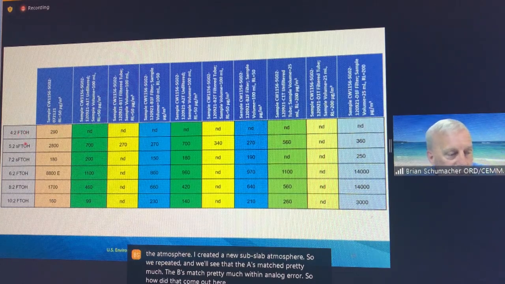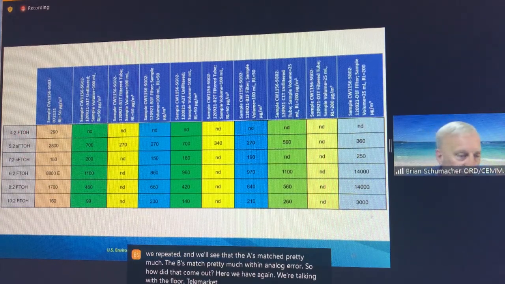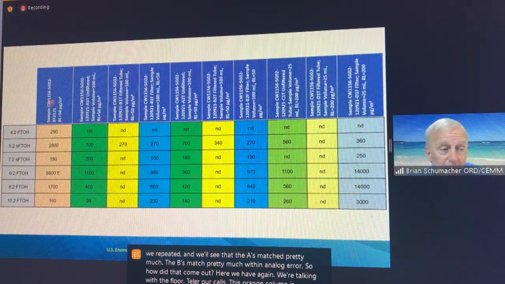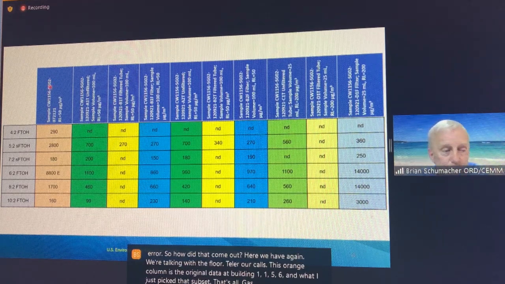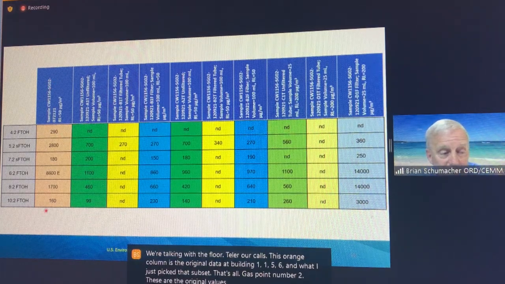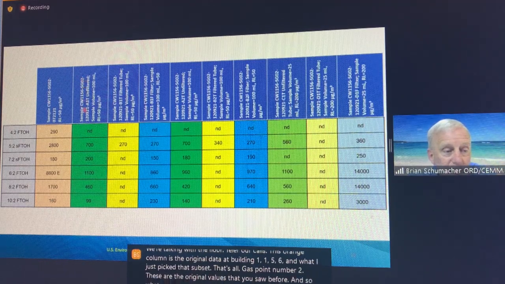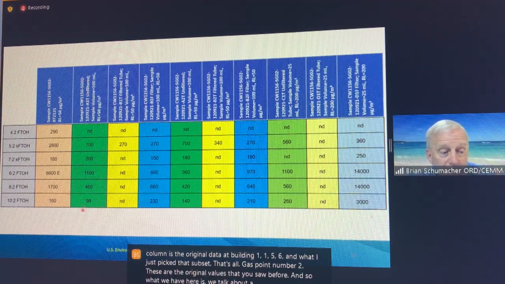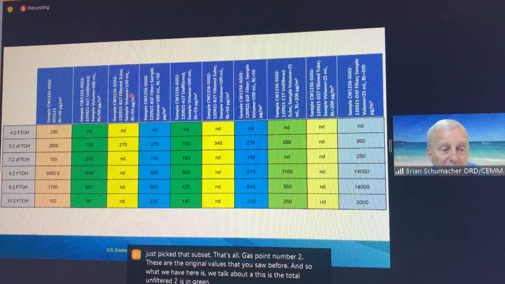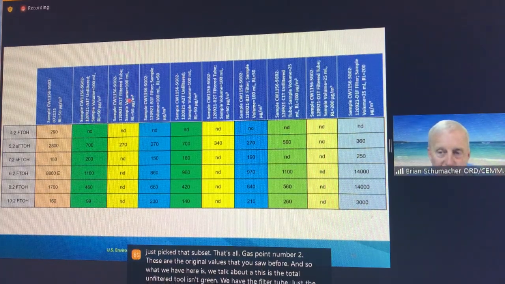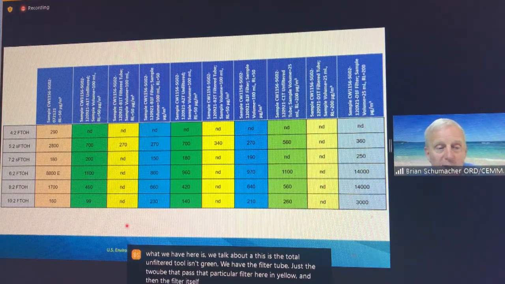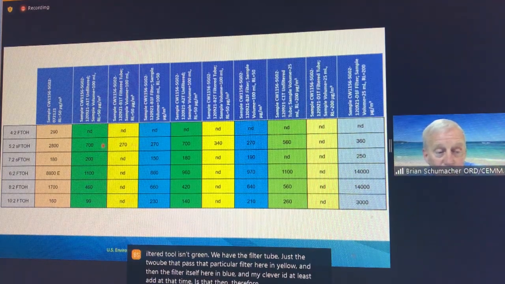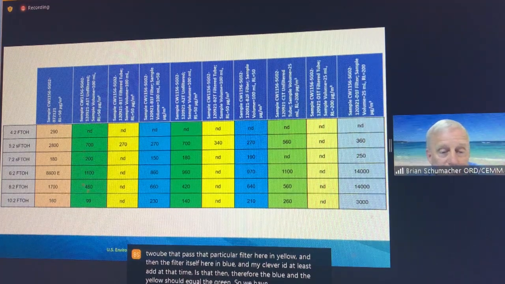Here, again, we're talking about the fluorotelomer alcohols. This orange column is the original data at building 1156, and I just picked out a subset, soil gas point number 2. These are the original values that you saw before. Here, A is the total unfiltered tube, in green. We have the filtered tube, just the tube that passed that particular filter, in yellow, and then the filter itself in blue. And my clever idea, at least I thought so at that time, is that the blue and the yellow should equal the green.